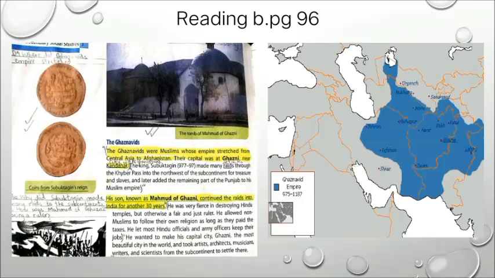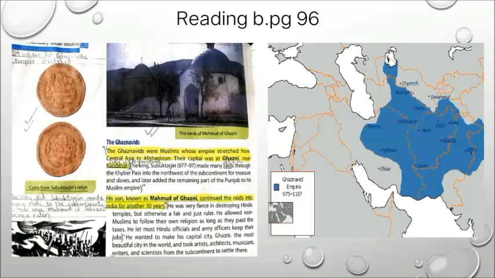Now I want your attention here on the map. This blue part is showing Central Asia. This region is showing Afghanistan, where you can see Kabul and Ghazni. And this region connecting from the northwest of Afghanistan is the rest of the subcontinent, or you can say the remaining part of the Punjab that Subcontinent later added to his empire.